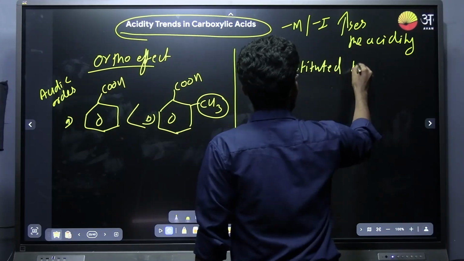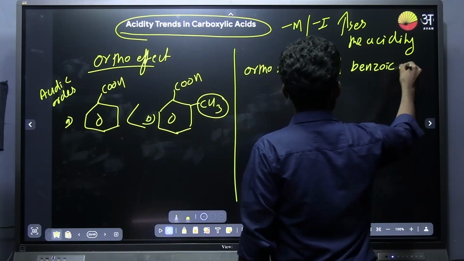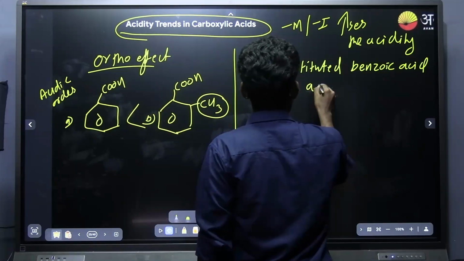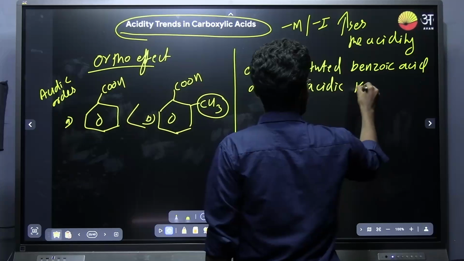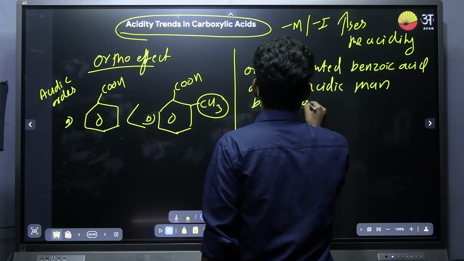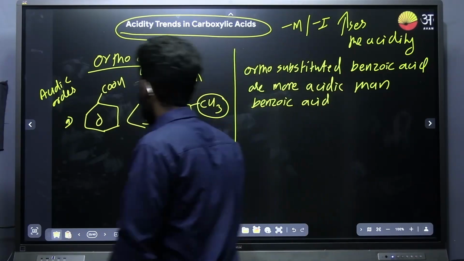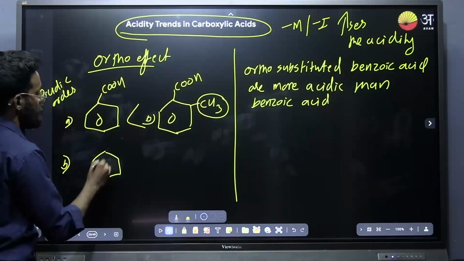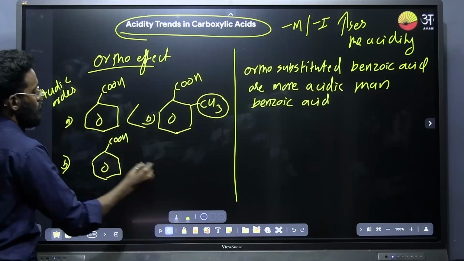Ortho substituted benzoic acids are more acidic than benzoic acid. Due to the ortho effect, the ortho substituted benzoic acid will be more acidic, no matter what type of group is attached. What about this one?